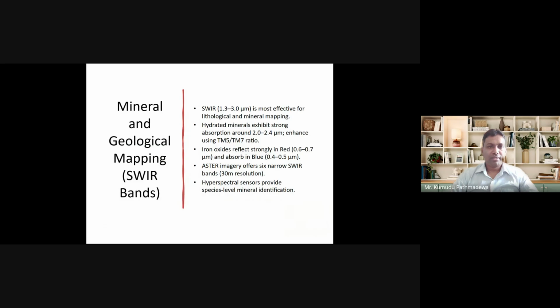So here, mineral and geological mapping using short wave infrared bands. These bands between 2.0 to 2.4 micrometers are particularly sensitive to hydrate minerals. By analyzing reflectance absorption features, geologists can identify clay, carbonate, and iron oxide minerals. So in the ASTER satellite, data with 6 SWIR bands at 30-meter resolution is commonly used in this field.